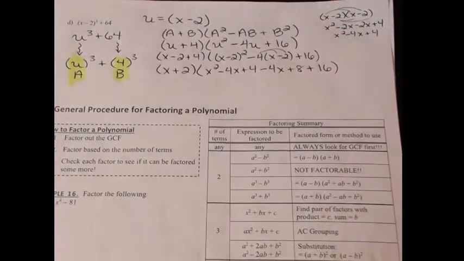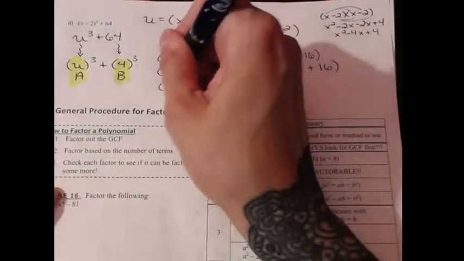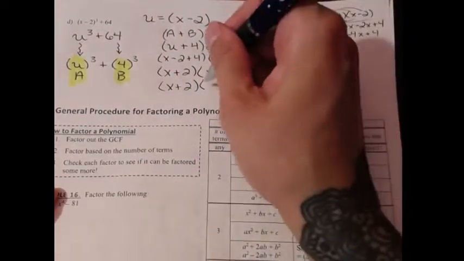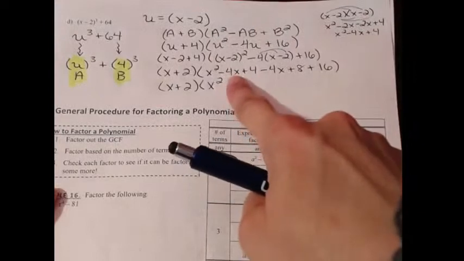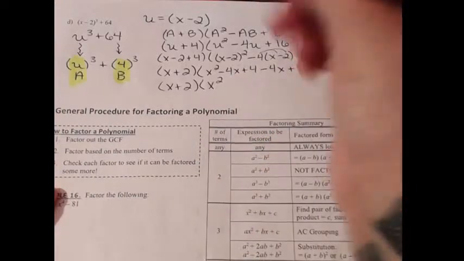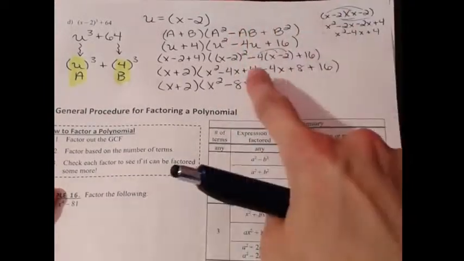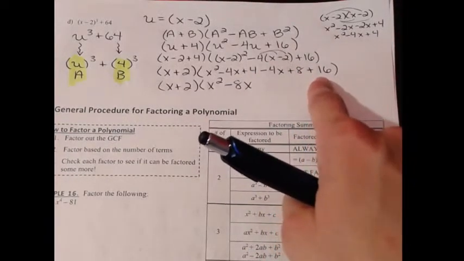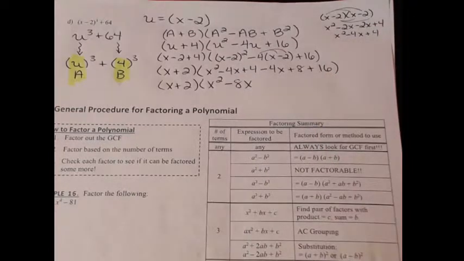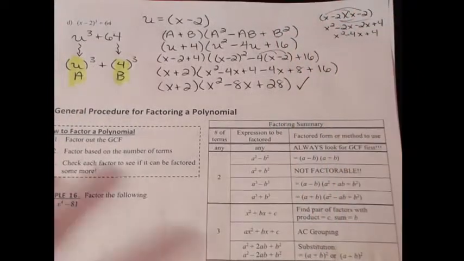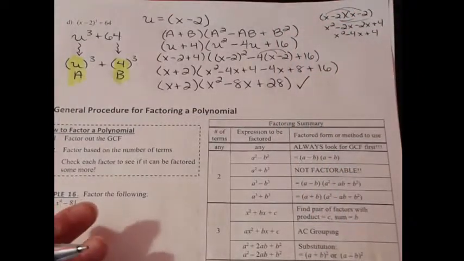And all that's left is to combine like terms. So we have x plus 2 times, we have x squared as our largest term. I have a negative 4x and another negative 4x. These are like terms. This is going to give me negative 8x. And then I have 4 plus 8 plus 16. So if I have 4 plus 8 plus 16, that's going to end up giving me 28. So plus 28. And there is your final answer.